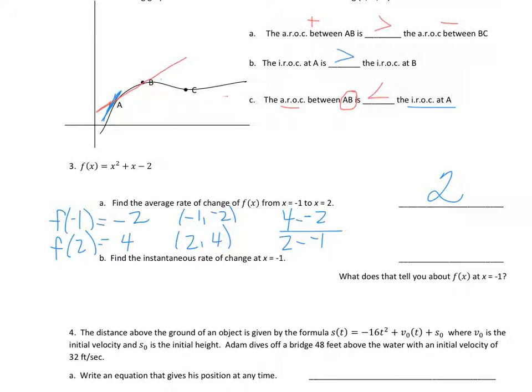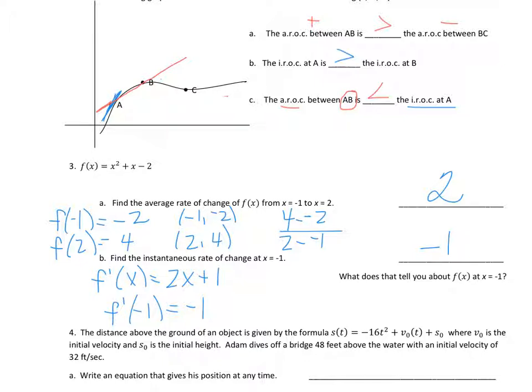The instantaneous rate of change at -1. Well, what is that really asking? It's asking for the slope of the tangent line at -1. Well, thank goodness that I know how to find the derivative quickly. I can say that's 2x plus 1, and then I just have to pop in -1, and I would get an answer of -1. So I have that the instantaneous rate of change at -1 is -1.